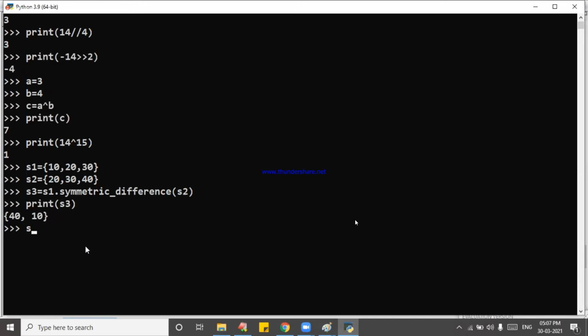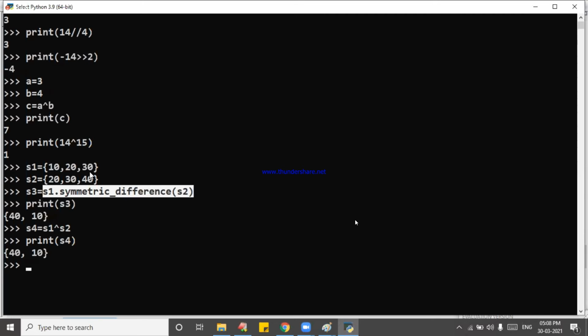Now you see, S4 is equal to S1 XOR S2. Print S4. See the answer here. That time I used this operator, whether you remembered or not. What is this now? 40, 10. So, symmetric difference. Sir, what is symmetric difference? Remove the common elements from both places and print the remaining elements. That is done with symmetric difference. The same thing I can do with the XOR operator also. Sir, let us explain what is the XOR operator.